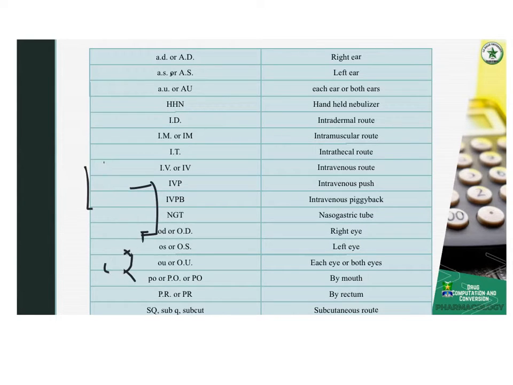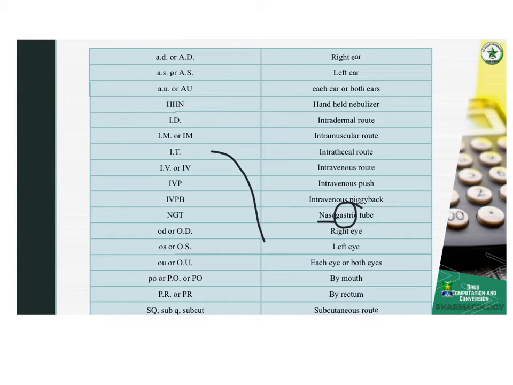Next to that is your NGT. NGT stands for nasogastric tube. From the word itself, from your nose down to your stomach, a tube from the nose that goes to your stomach. That is the nasogastric tube.